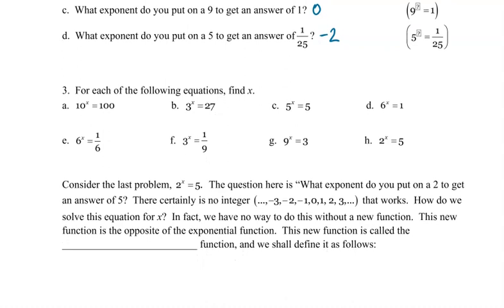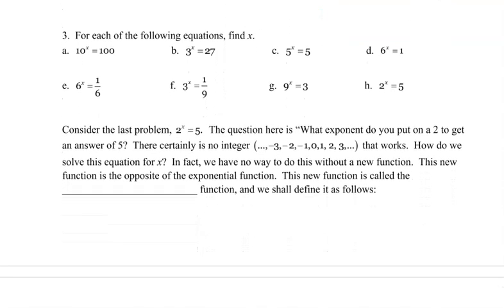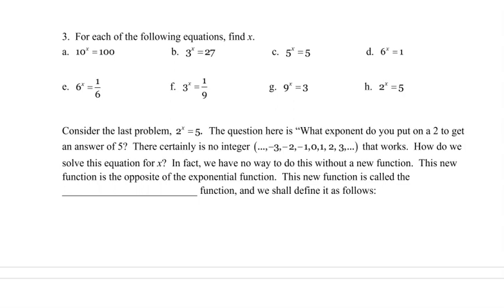All right, for number 3, same exact idea. I just didn't write the question explicitly anymore. But we're still just thinking, what would the power need to be for those sides to match? So 10 to the x equals 100. Well, 100 is 10 times 10, so x would equal 2. 3 to the x equals 27. 27 is 3 times 3 times 3, so that's 3 cubed. So the answer would be 3.